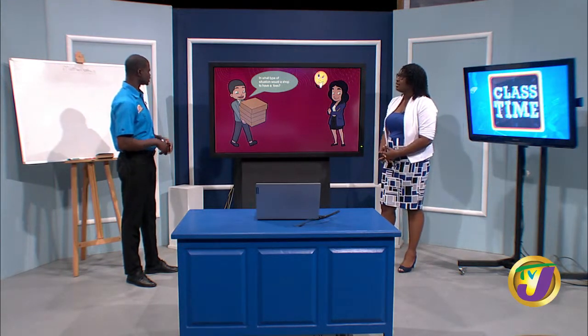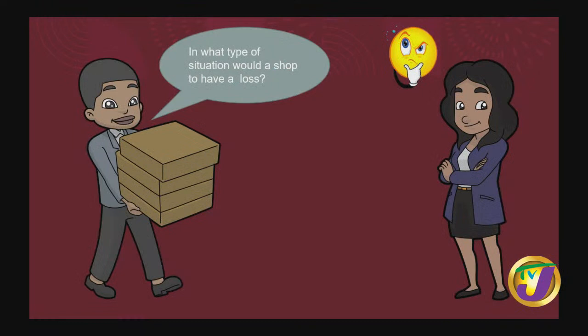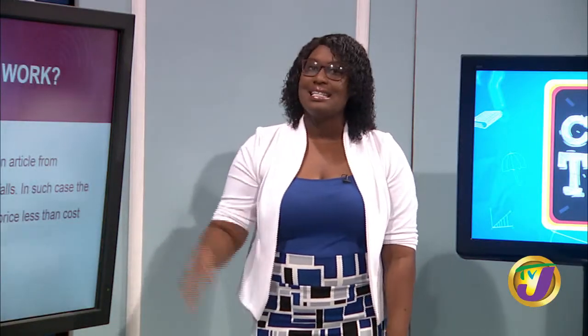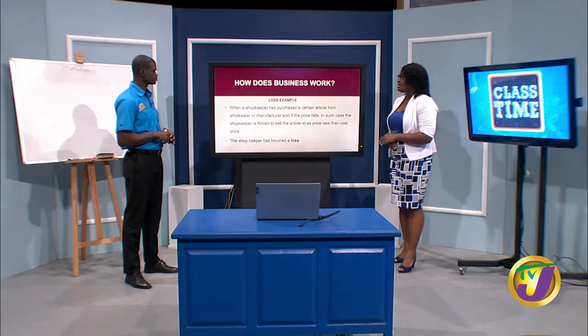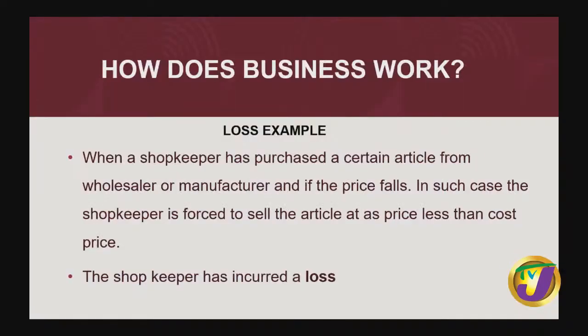Now, in what type of situation would a shop have a loss? All right, so I remember you mentioning this before, that various instances can cause us to operate at a loss. So let's look at an example of a loss occurring. When a shopkeeper has purchased a certain article from a wholesaler or manufacturer, and the price falls, that is where they incur a loss.